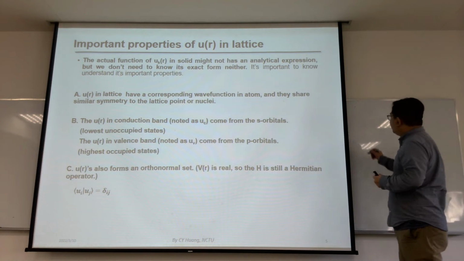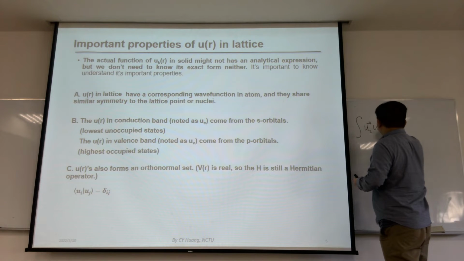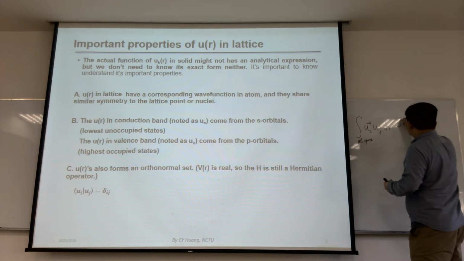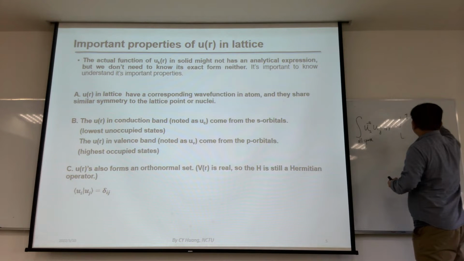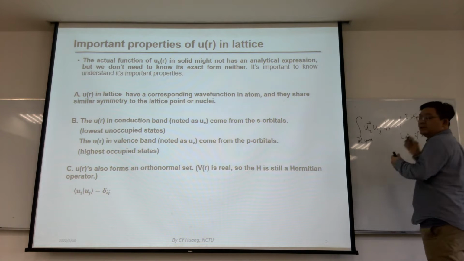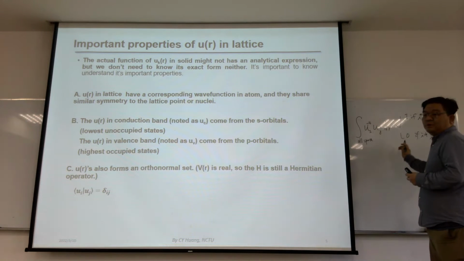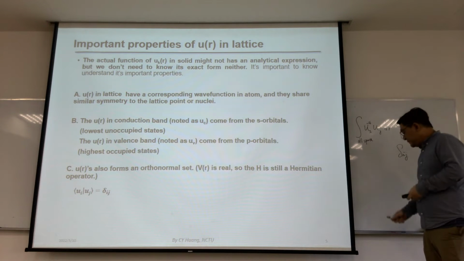That means if you integrate over all space Ui star Uj d^3r over all space, it will be 1 if i is equal to j, and 0 if i is not equal to j. Yeah, this is the definition of orthogonal. So we have a simple way to write it down: this is delta ij, the Kronecker delta function.